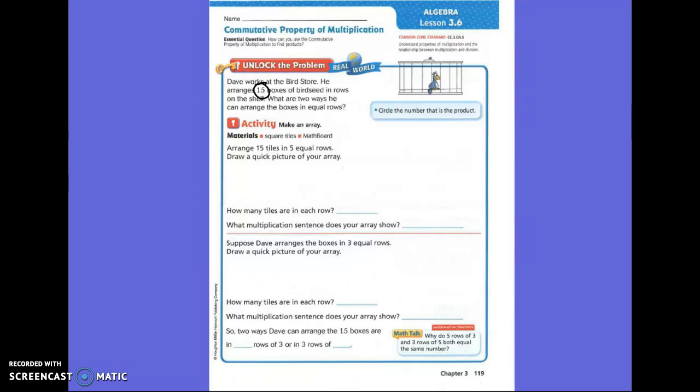Okay, now we are going to make an array. We're going to arrange 15 tiles in 5 equal rows. How many rows are we going to draw? 5. Okay, let's do that right now. Draw a quick picture. So, 5 rows. Remember, row 1, 2, 3, 4, 5. Can we use circles? Yes, we can do circles instead. Okay, there's 5 rows, right? Okay, now, do we know how many to put in each row yet? No. Okay, watch me. When you get your 5, then eyes up here so you can watch me.